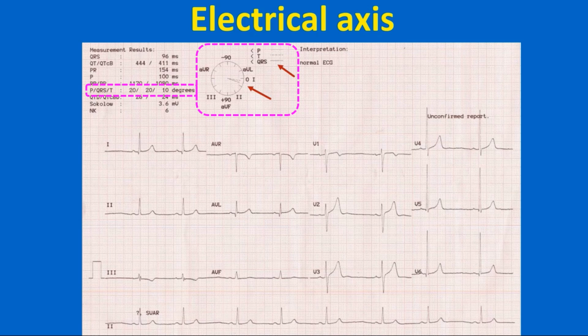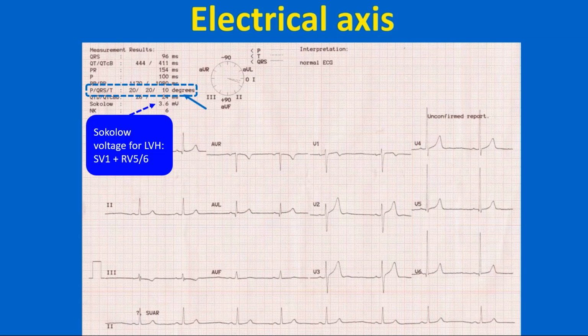The display also shows the axis of standard leads 1, 2, 3 and augmented leads AVR, AVL and AVF. The numerical values for the P, QRS and T wave axis are given in the measured results in the left upper corner marked by blue arrow. P wave axis is given as 20 degrees, QRS axis as 20 degrees and T wave axis as 10 degrees. Hence the QRS-T angle will be 10 degrees. Also, low voltage is displayed as 3.6 millivolt.